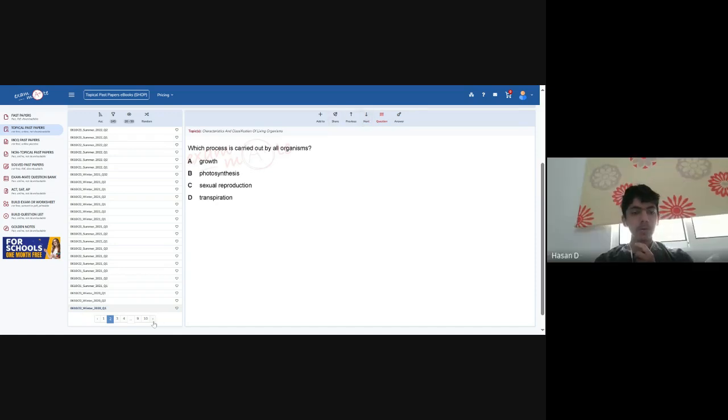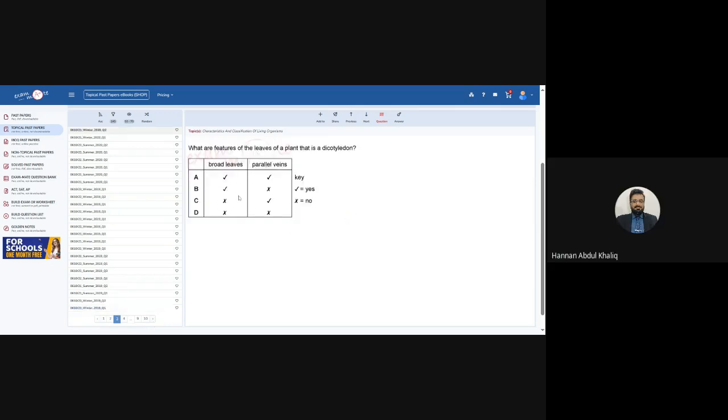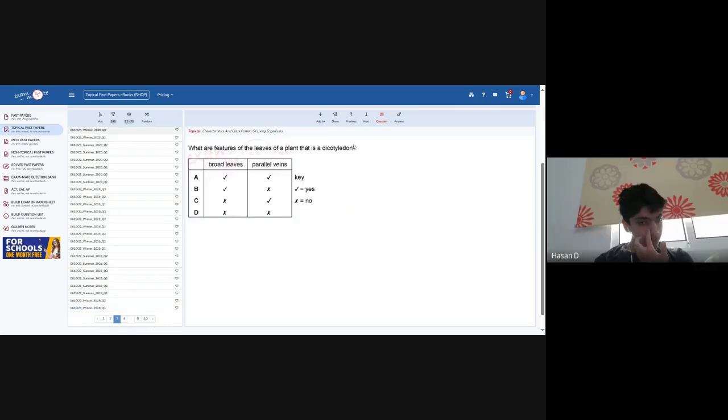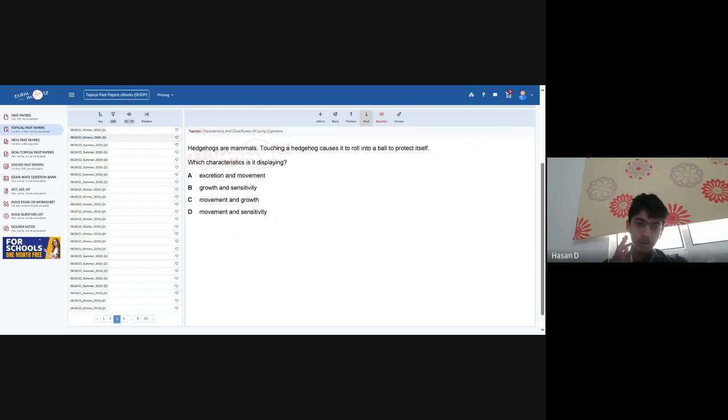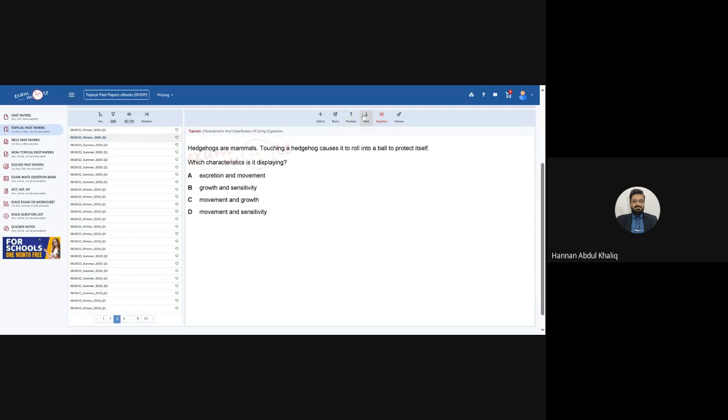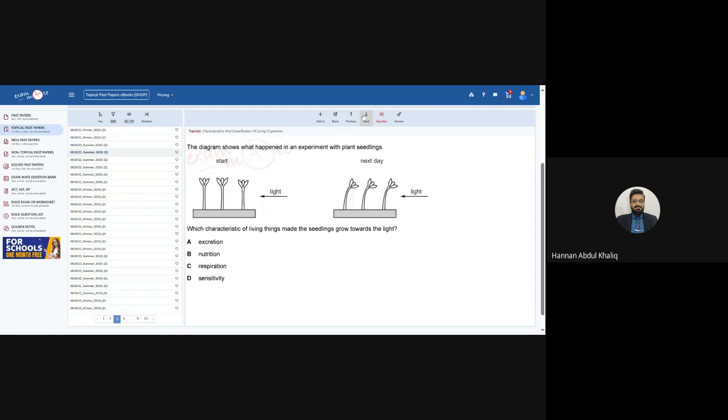Carried out by all organisms: growth, right? Yes. What are features of the leaf of the plant? Oh, that is dicotyledon. Touching a hedgehog causes it to roll into a ball to protect itself. What characteristics is it displaying? D. Movement and sensitivity. Well done. Obviously, that's quite easier.